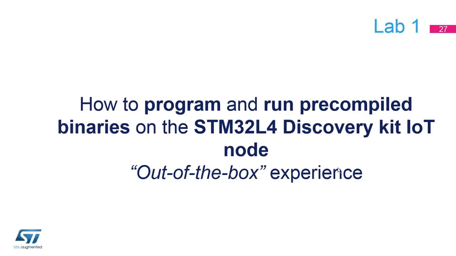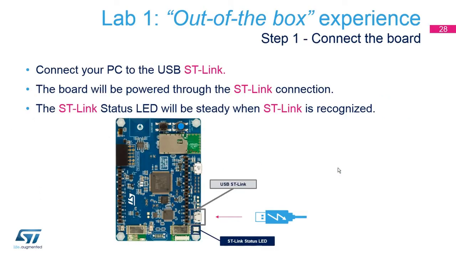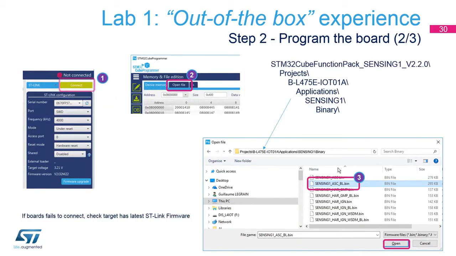So now let's go ahead and get started with the hands-on. We'll take the IoT board that you have in front of you and connect the USB connector to the ST-Link programmer. Then you'll want to open up STM32CubeProgrammer and connect your board, open file, and browse to the directory that's here: C, ST Euro 2019 hands-on, workshop 5 STM32L4 Cube.AI. Then you want to look for the function pack sensing 1 version 2.2. This is the same one that you can download on st.com, and look for the binaries for your board.